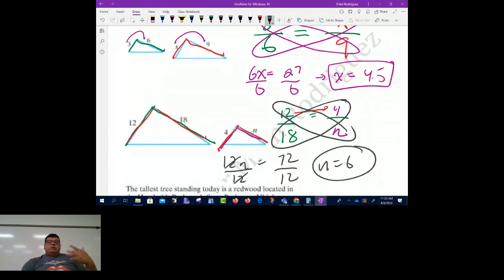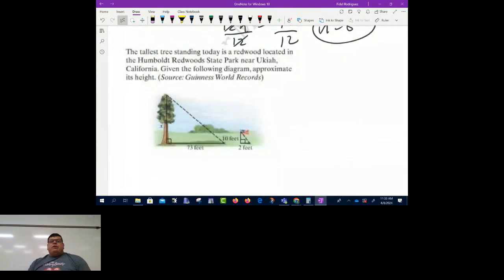All right, let me scroll down a little bit further. So I have another problem here, y'all. It says the tallest tree standing today is a redwood located in the Humboldt Redwoods State Park near Ukiah, California. We want to find how tall that tree is. If you look, we have our tree and we're looking for the height, this distance right here. They're calling it X. And that tree has a shadow, and the shadow of that tree is 73 feet long.